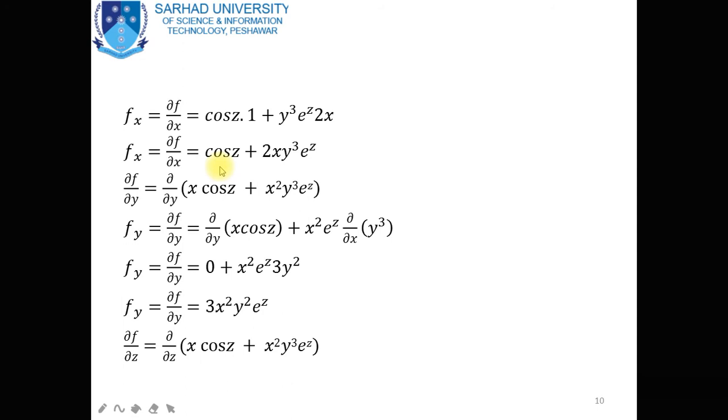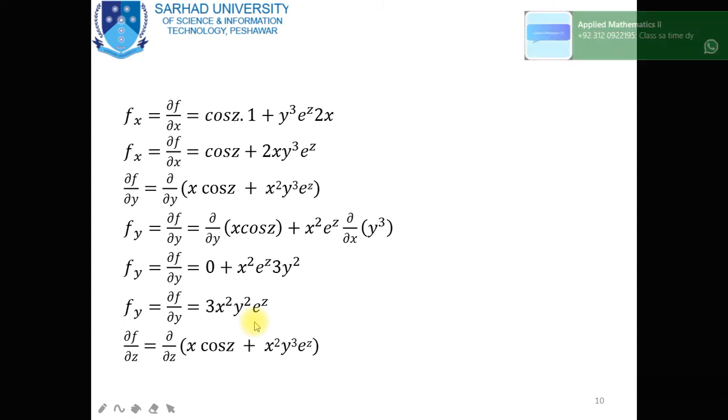Now to take the partial derivative of the given function with respect to y. This is our given function: x cos z plus x square y cube e power z. So with respect to y, this term is treated as a constant because there is no term of y, so this term's derivative will be 0. Now with respect to y, x square and e power z are treated as constants, and these two constant terms are in the form of a multiple, so they will be as it is, and the derivative of y cube with respect to y by using the power rule is 3y square. So we have the partial derivative of the function with respect to y equal to 3x square y square e power z.